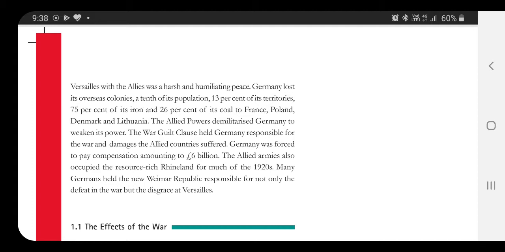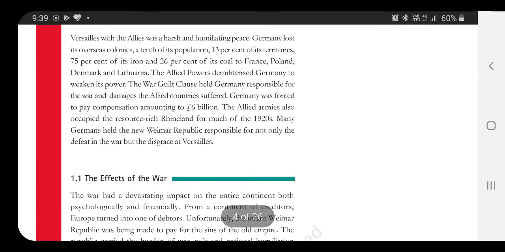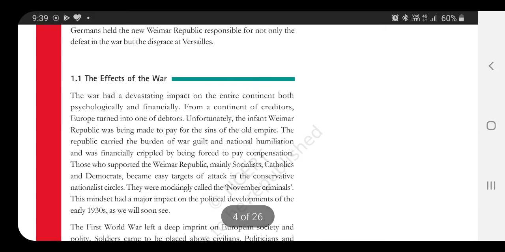There was an act passed that was called the War Guilt. It held Germany responsible for the wars and damages the Allied countries suffered. Germany was forced to pay compensation amounting to £6 billion. The Allied armies also occupied the resource-rich Rhineland for much of the 1920s. Many Germans held the new Weimar Republic responsible for not only the defeat in the war but the disgrace at Versailles. The effects of the war were felt across Europe.